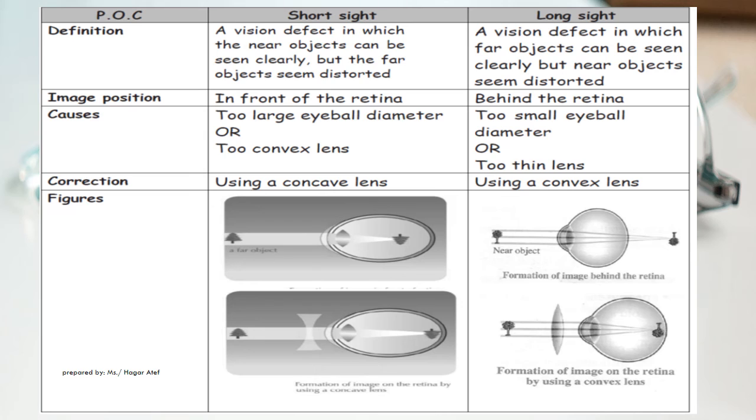This leads to the parallel rays coming from the near object being collected at a point behind the eye retina and dispersing after that, forming an unclear image. It is corrected by using a convex lens, which collects the rays before falling on the eye, so the image of the object is formed exactly on the retina.